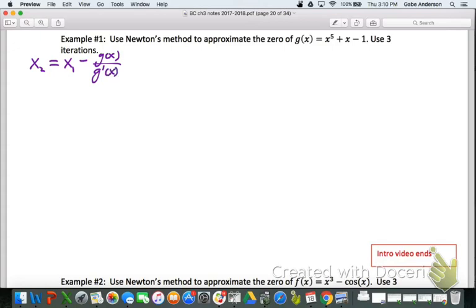It says use 3 iterations. So I've got g of x sitting right there. So I think what I'm going to do is write down what g prime is, just so I can use this as I work through Newton's method. So g prime of x is equal to 5x to the 4th plus 1. And the question really becomes, what do we start with as far as what would be a good starting value?